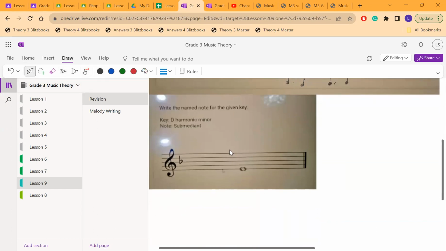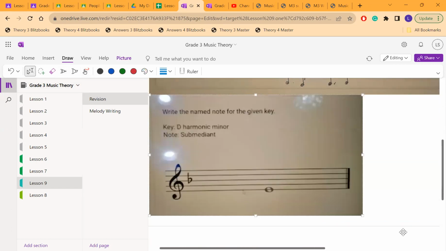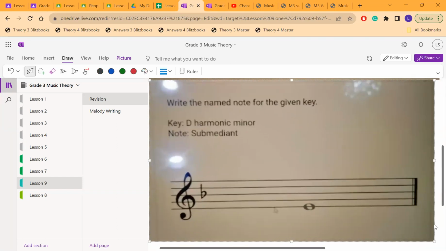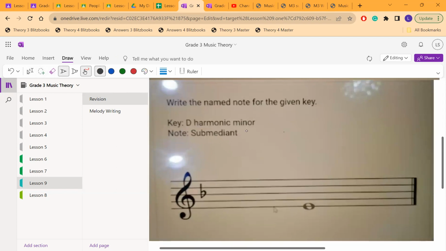Write the name note for the given key. That's easy. Scale degrees. I think that this has probably been worth 1 mark, right? Okay. So median is the 6th scale degree. D harmonic minor, for example, D, E, F, G, A. The 6th scale degree is a B flat.